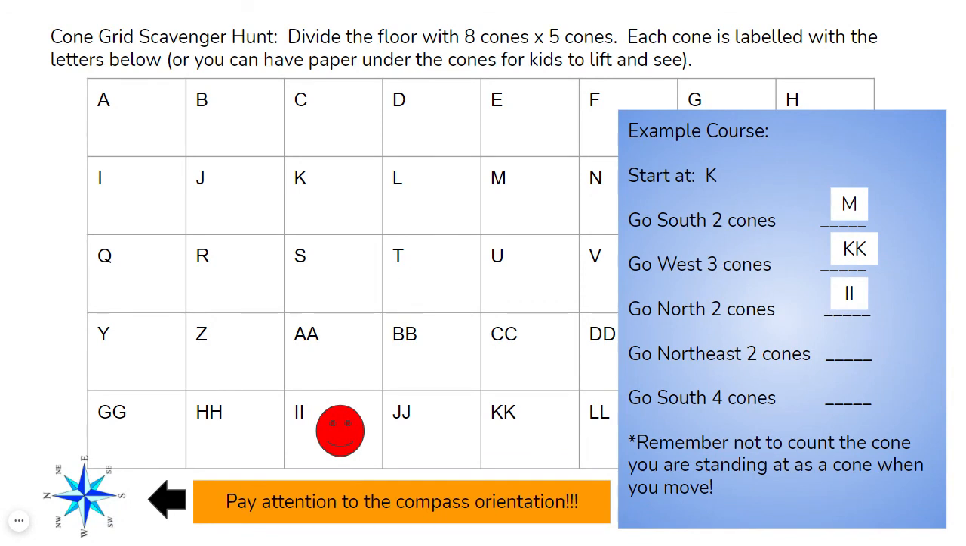Now I want to go northeast 2 cones. Northeast 2 cones. Take a look at your compass. Good. We want to go northeast 2 cones, which will land us on Q. Now I want to run south 4 cones. South again is to the right. So I'm going to go back 4 cones and end on U.